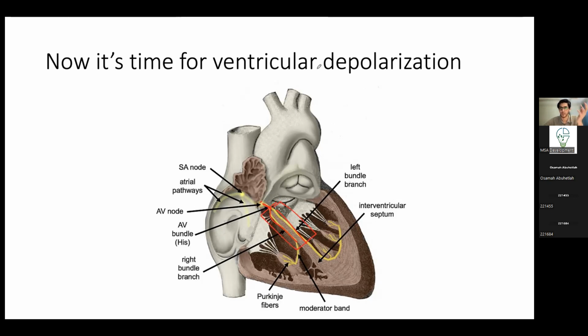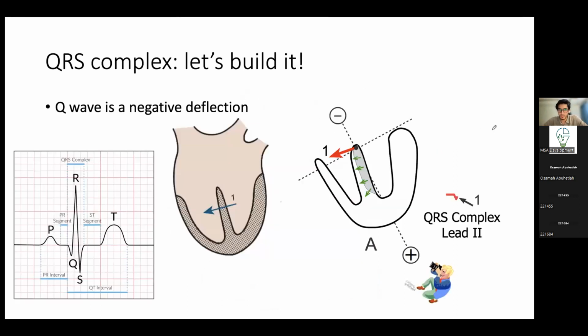The IV septum, very good, the intraventricular septum, all right? Okay. Now, ventricular depolarization is going to be a little bit more complicated than atrial depolarization, and this is why we have a whole complex. We have a Q wave, then an R wave, then an S wave. So it's a QRS complex, right? Okay, so let's start to build the QRS complex.